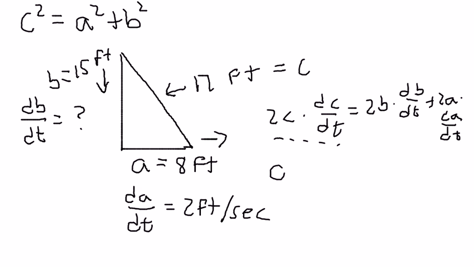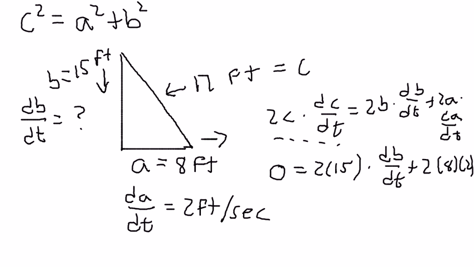I know all the other variables. For B, I'm going to put in 15, so 2 times 15 times my variable dB/dt, plus 2 times 8 times 2. I solve that, and I find that dB/dt is equal to negative 16/15, and that's feet per second. That's how fast the ladder is moving down the house.